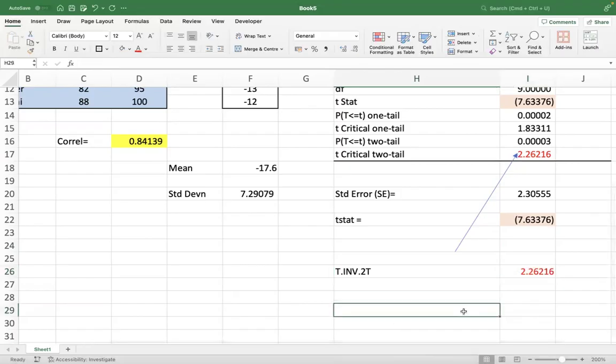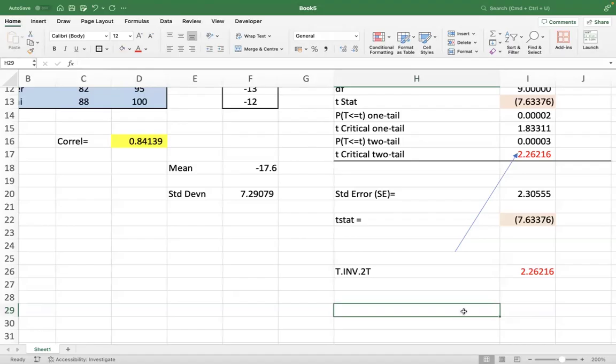So basically what are we saying? If we draw a normal distribution, on either side you take this 2.262. So on the left, minus 2.262, on the right, plus 2.262. If your t stat for this distribution is less than minus 2.262 or more than plus 2.262 on either side, you are going to accept the null hypothesis. Accept or reject? Reject the null hypothesis. You will accept the null hypothesis only if it falls in between.